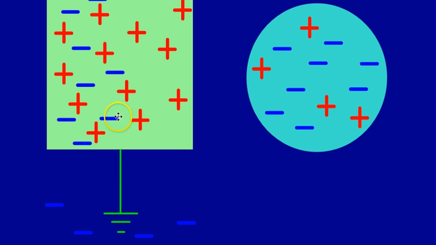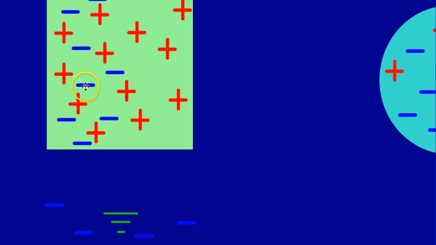The next step is to remove the grounding wire. And then finally, we can remove my initially charged object. And these negative charges will once again spread out.